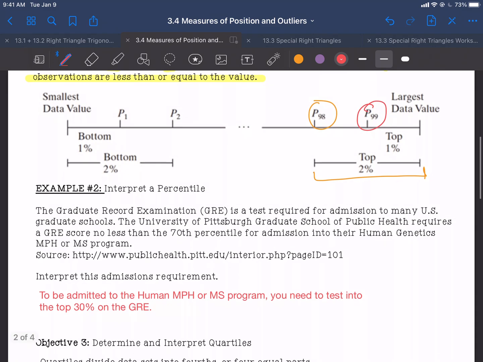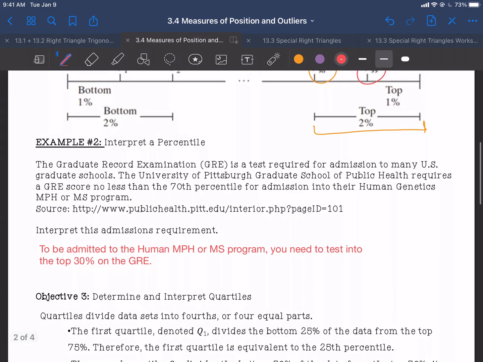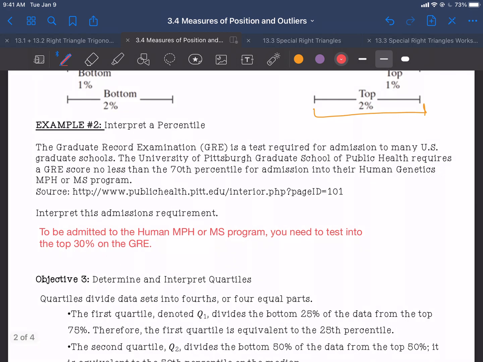All right. So interpreting a percentile here, the GRE is a test required for admission to many U.S. graduate schools. University of Pittsburgh Graduate School of Public Health requires a GRE score of no less than the 70th percentile for admission into their Human Genetics MPH or MS program.